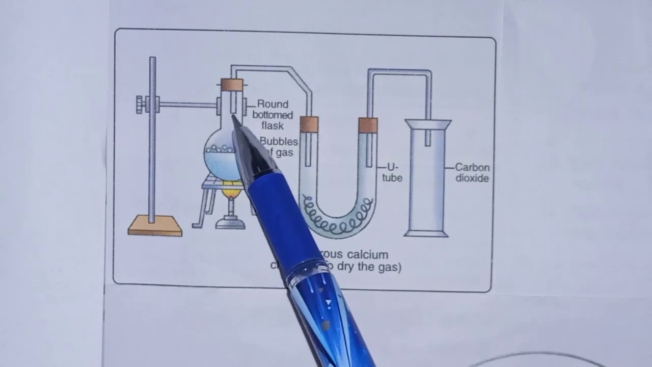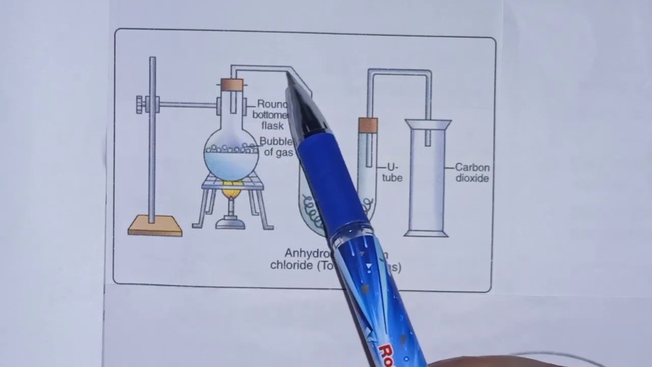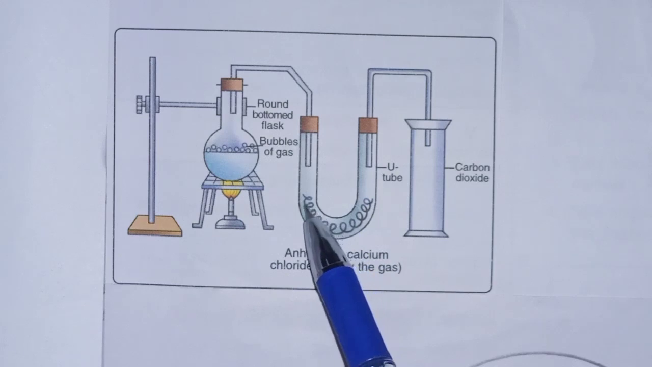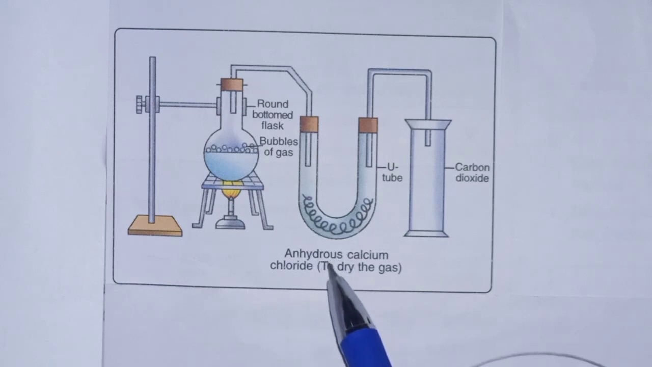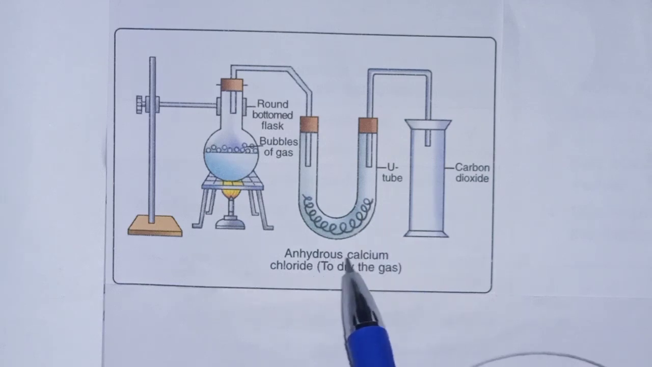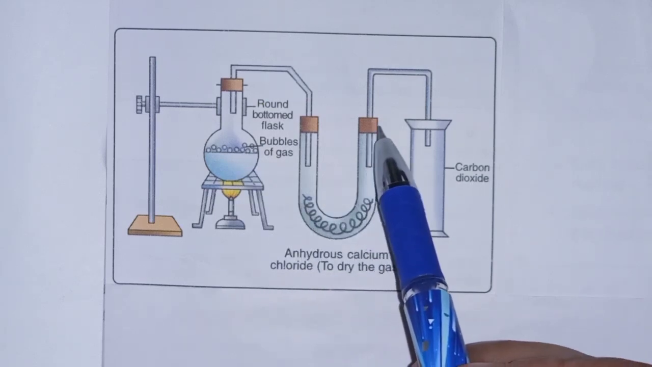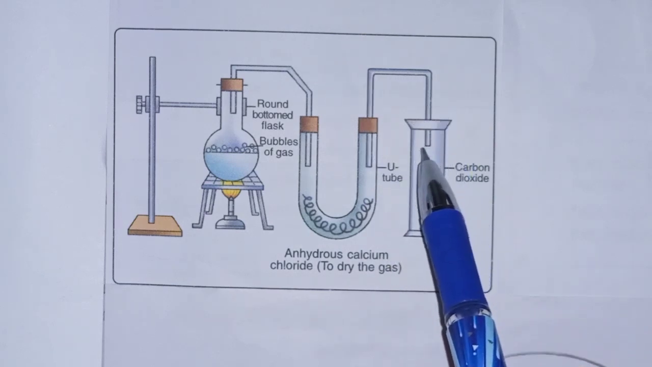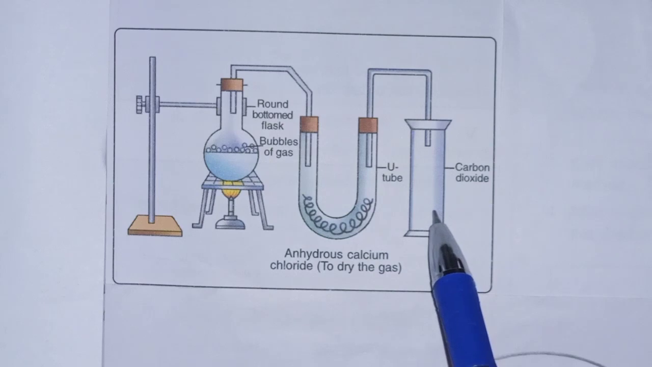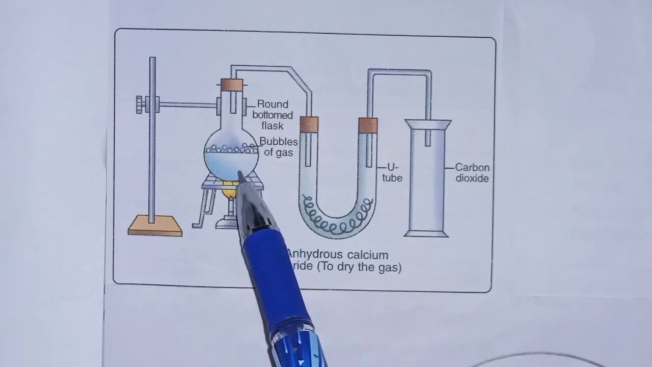In these gas bubbles from the soda water, carbon dioxide gas is present, so this gas will pass through this tube, and one drying agent is there. That drying agent is anhydrous calcium chloride. It is used here to dry the gas. When carbon dioxide is passing through, the anhydrous calcium chloride will absorb any moisture, and again the carbon dioxide will pass, and now the carbon dioxide gas is collected in this empty jar. So here all the carbon dioxide gas which is present in the mixture is collected.